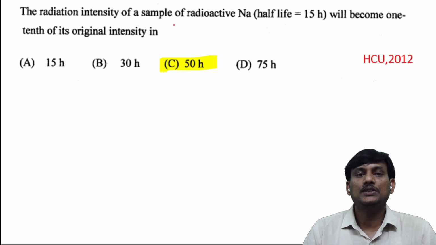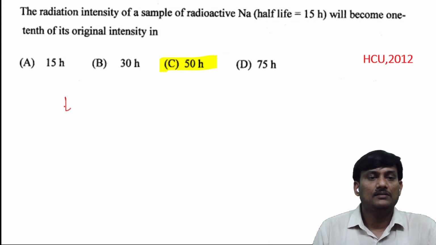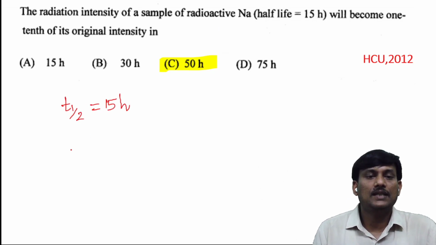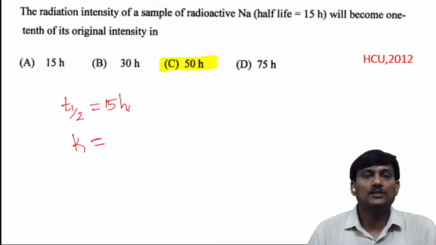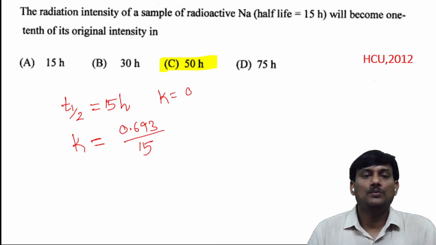The radiation intensity of a sample of radioactive sodium, half-life time is given, will become 1/10 of its original intensity in what time? Here T half is given, it's 15 hours. We can calculate lambda or K value, the rate constant of radioactive decay. K is equal to 0.693 by T half. This is the relation.